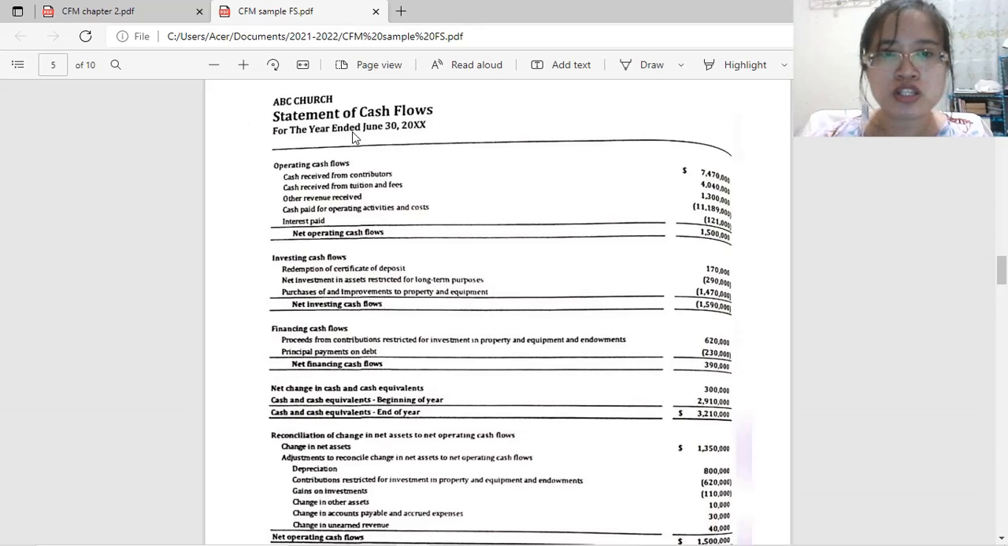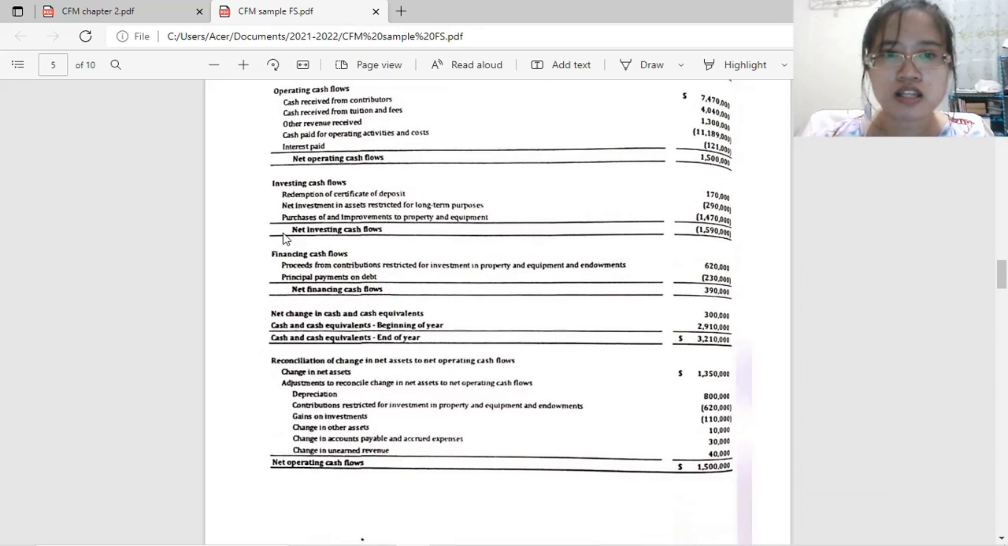Next, ABC Church statement of cash flows. So you have your inflows, cash received from contributions, and then your outflows, used in operations. So you have this negative. And then investing, which normally are for non-current assets, acquisition or disposition. So investments, long-term investments, property, plant, and equipment. Cash inflows, cash outflows. Financing cash flows: proceeds from contributions restricted for investments, principal payment on debts, anything related to non-current liabilities, and the net assets.